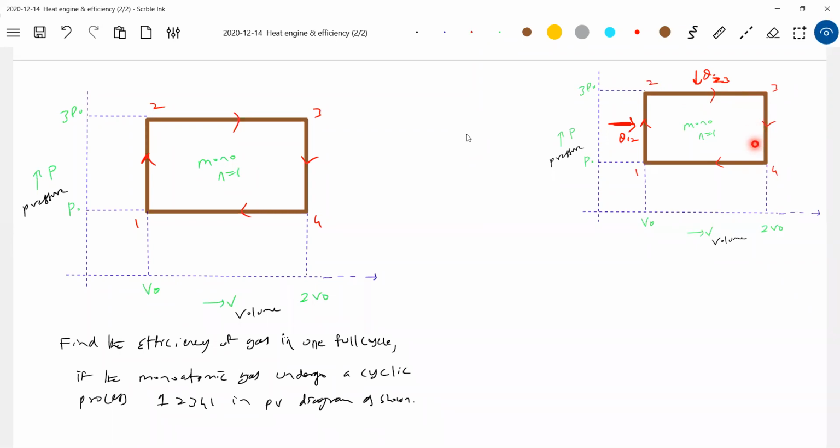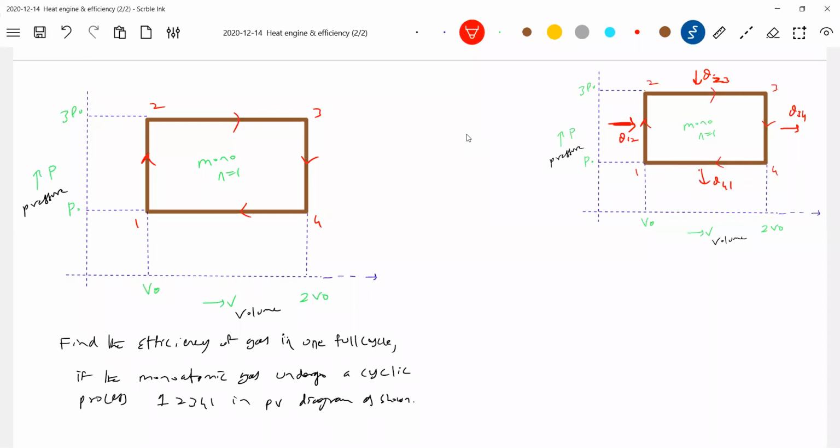Okay, now come for this 3, 4. Volume constant, pressure decrease. So it is isochoric cooling. So heat will be rejected. What about 4, 1? Pressure constant, volume decreases, temperature decreases. So isobaric cooling it is. So heat will be rejected.